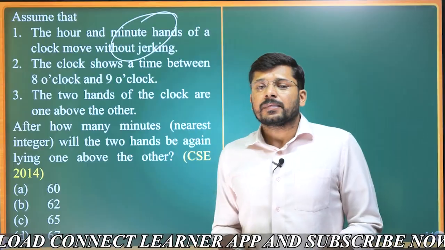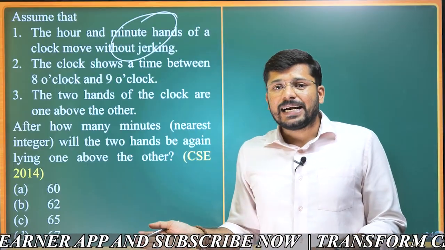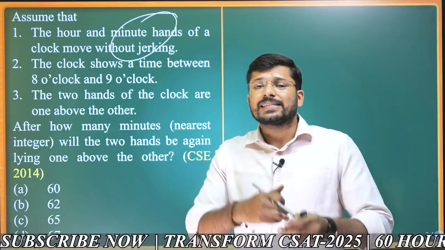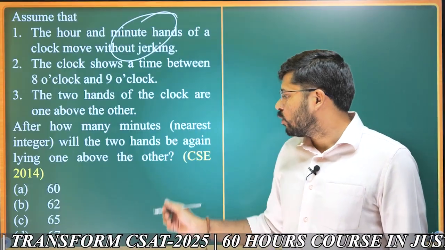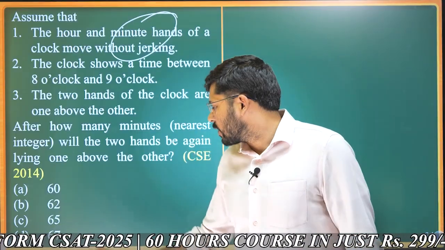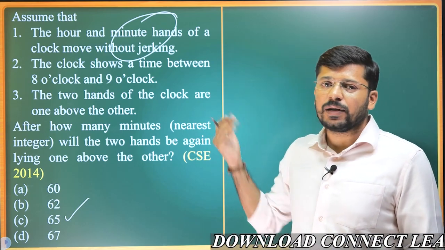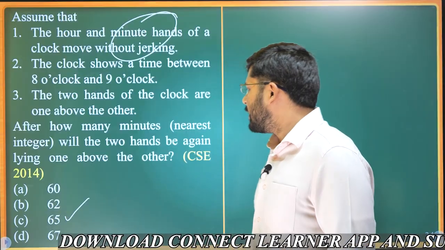So they are telling us that between 8 o'clock and 9 o'clock, they are coinciding. Then between 9 and 10, they will coincide again. What is the time period between those two instances? We already know the answer. It is 720 by 11. And if you do the calculation, it will come to 65 point something. We have already made the calculation in the previous problem. It is 720 by 11. However, we shall repeat it here.